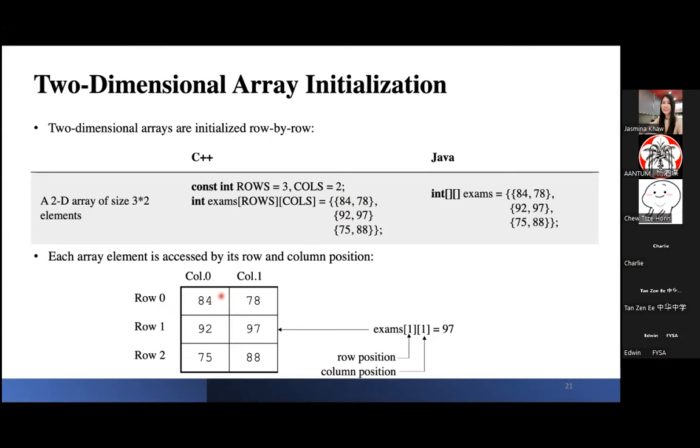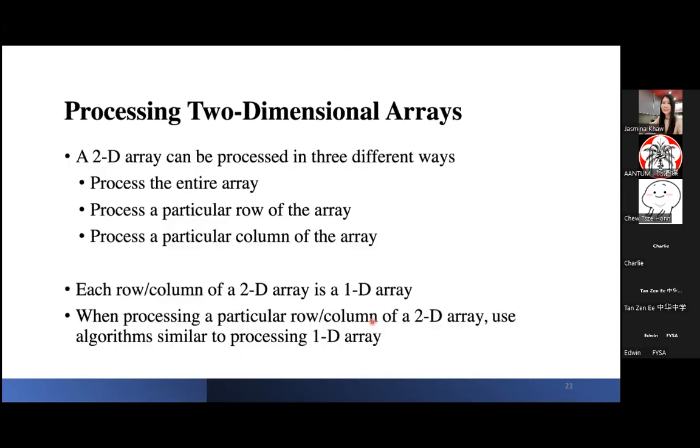If we want to access each of the values, we can just refer to the index number. If we have the array name exams with the row index number of 1 and the column index number of 1, it will be referring to the value of 97, because when row is equal to 1 and column is equal to 1, we have the value of 97. We have the row position in the first square bracket and then the column position in the second square bracket. So this is how you access an element inside the two-dimensional array.